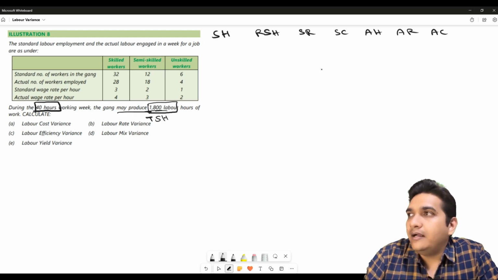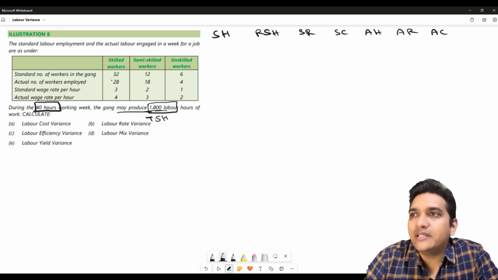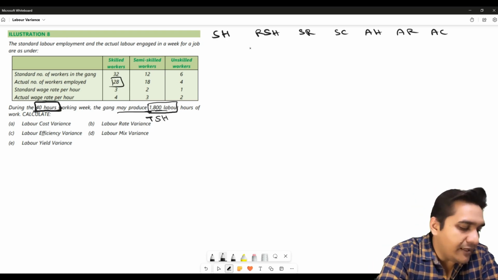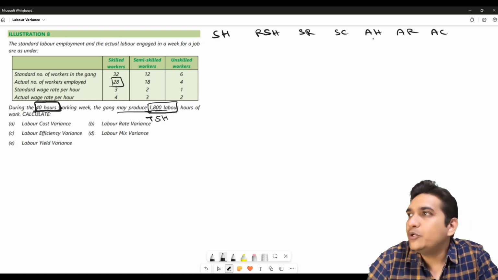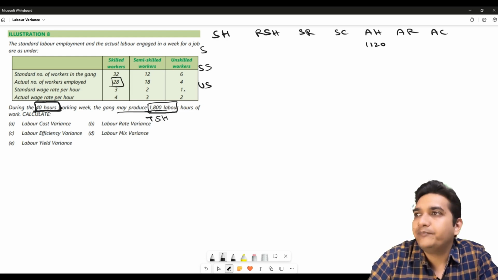So first we will see what the actual hours are. To compute actual hours, we take the actual number of workers, which is 28, and multiply it with the actual hours in a week, which is 40. So 28 into 40, we get 1120. This is for skilled, semi-skilled, unskilled, right?